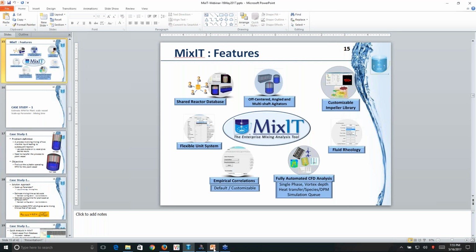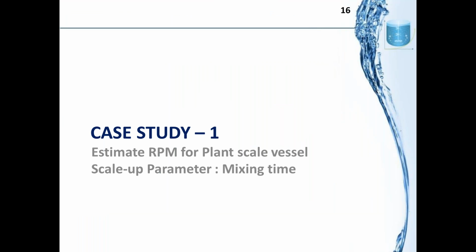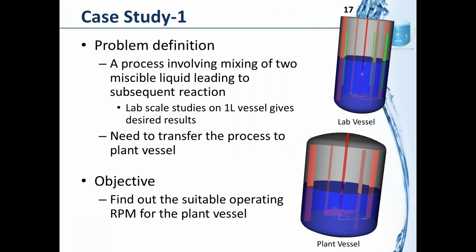Case study 1 is where the requirement was to estimate the RPM for a plant scale vessel, and the scale-up parameter was mixing time. Just to describe the problem definition, a process involving mixing of two miscible liquids and leading to a subsequent reaction was being proven at lab scale, and the studies were done in a 1 liter vessel, which gives the desired results. Now the process needed to be transferred to the plant scale vessel.